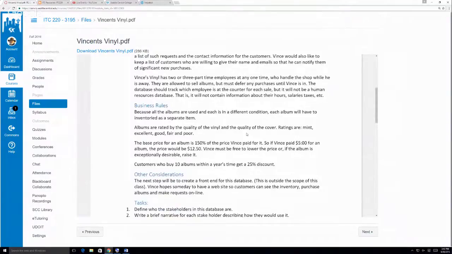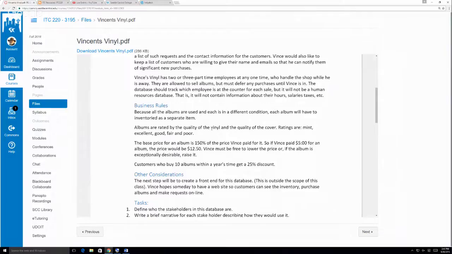And this, again, it will not be a human resources database in there. Because all the albums are used, and I think for simplicity we're going to keep them all used, then each one has to be treated individually because they have different conditions, right? You might have 5 copies of the same album, but one might be in pristine shape and another one might be warped. They're worth different amounts of money, so each one will be treated individually. Don't mix in new with this because that'll make your life way more complicated.